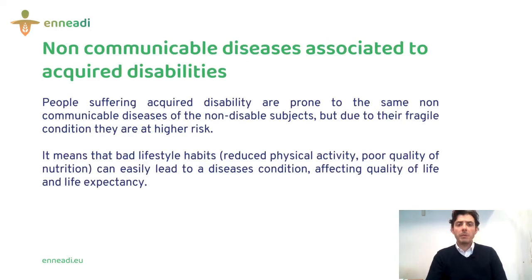People suffering acquired disability are prone to the same non-communicable diseases as non-disabled subjects, but due to their fragile condition, they are exposed to a higher risk. This means that a bad or good lifestyle can really make the difference in terms of quality of life. Bad lifestyle habits such as reduced physical activity and poor quality of nutrition can easily lead to a disease condition, negatively affecting quality of life and life expectancy.